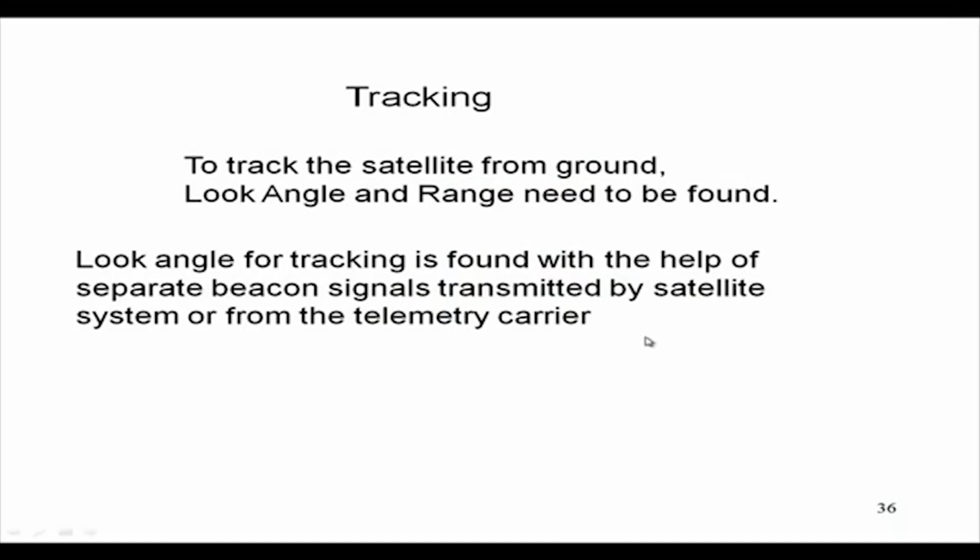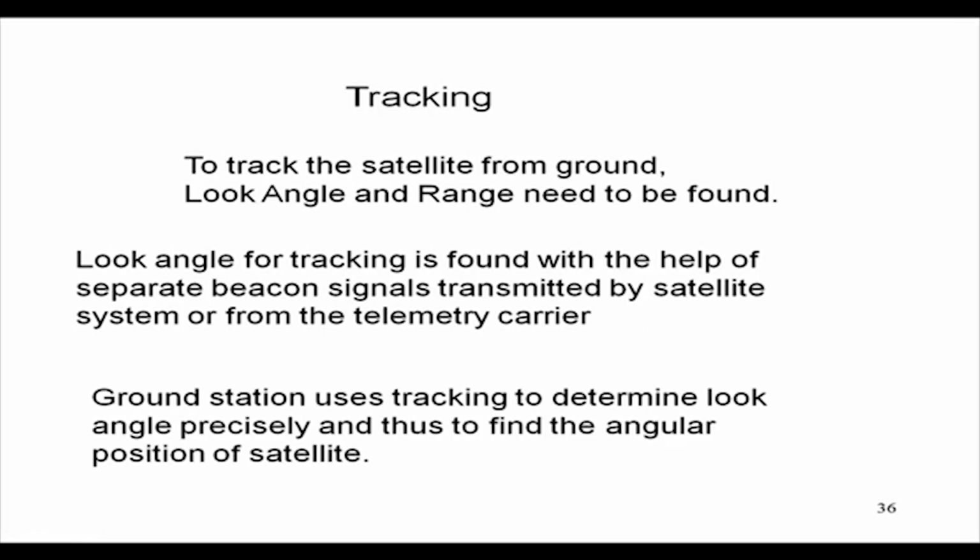So look angle can be found from the beacon signal from the satellite. It is called beacon signal, and this is generally the telemetry carrier. And the ground station uses tracking to determine the look angle precisely, and thus you can find out the angular position of the satellite. But what about the range, which is very critical to us?